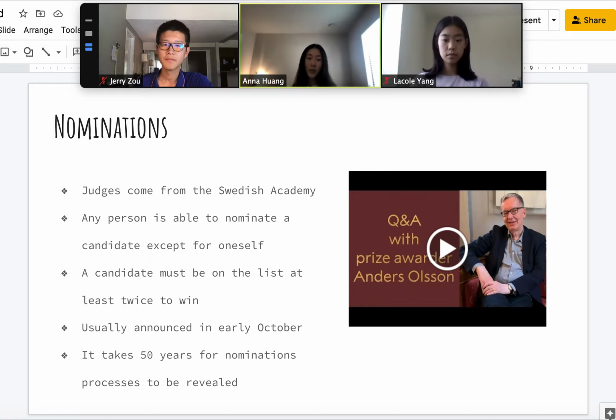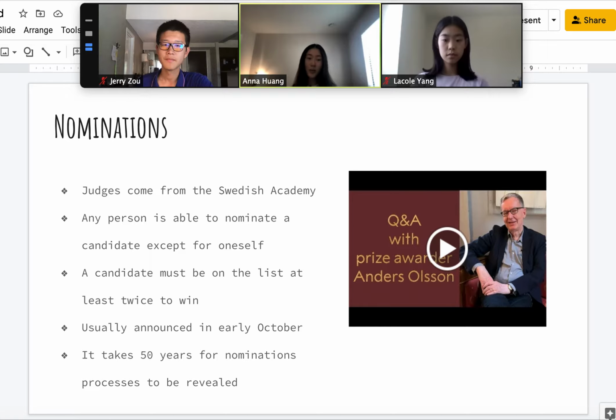Okay, next. Prizes. So each winner will receive a gold medal, and over here in the middle is what the gold medal looks like, with a picture of Alfred Nobel on it. In addition to the gold medal, they are also given a diploma. Here on the very right is Bob Dylan's diploma. And actually, at first, he had not gone to receive his diploma, or his award. But later, after the ceremony was held, he decided he would actually receive his award, so he went.